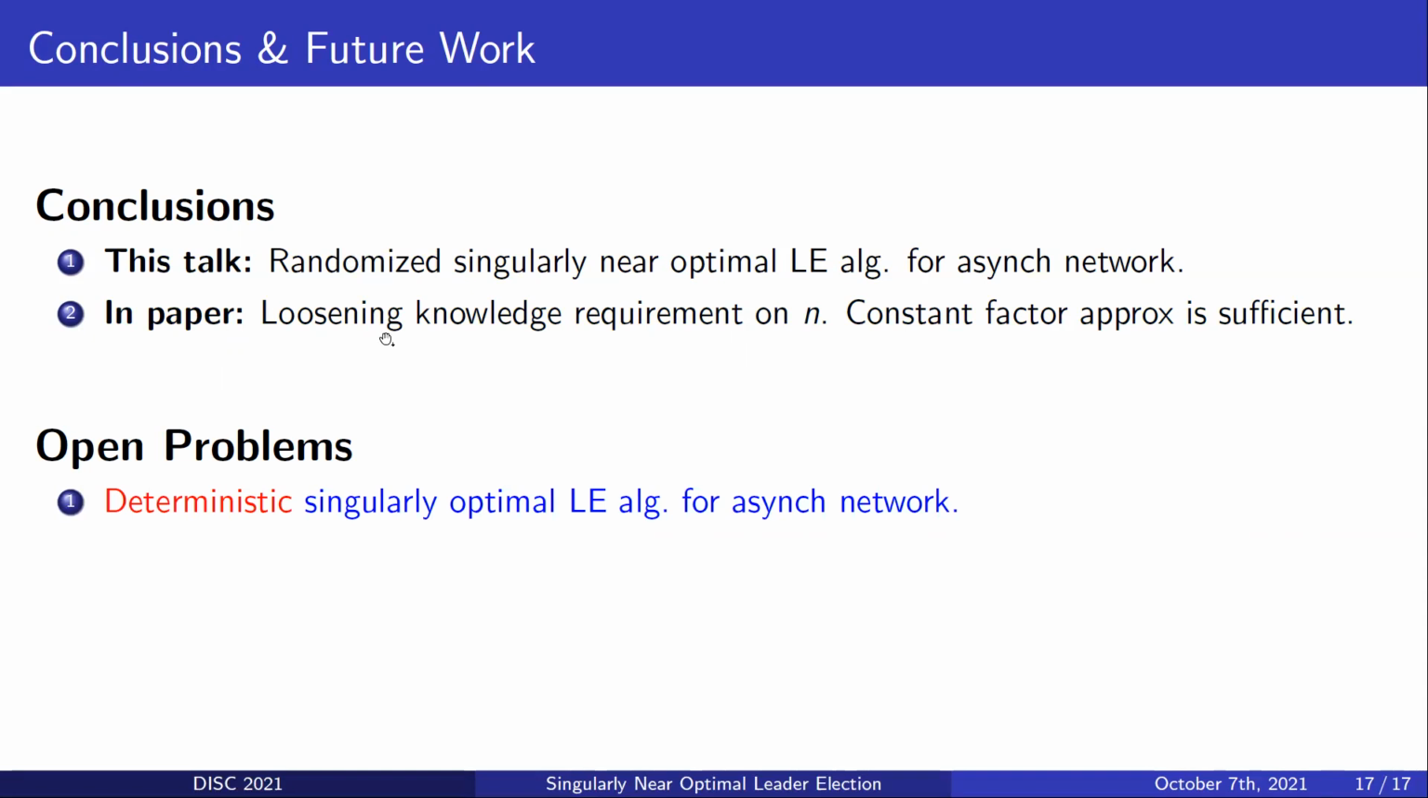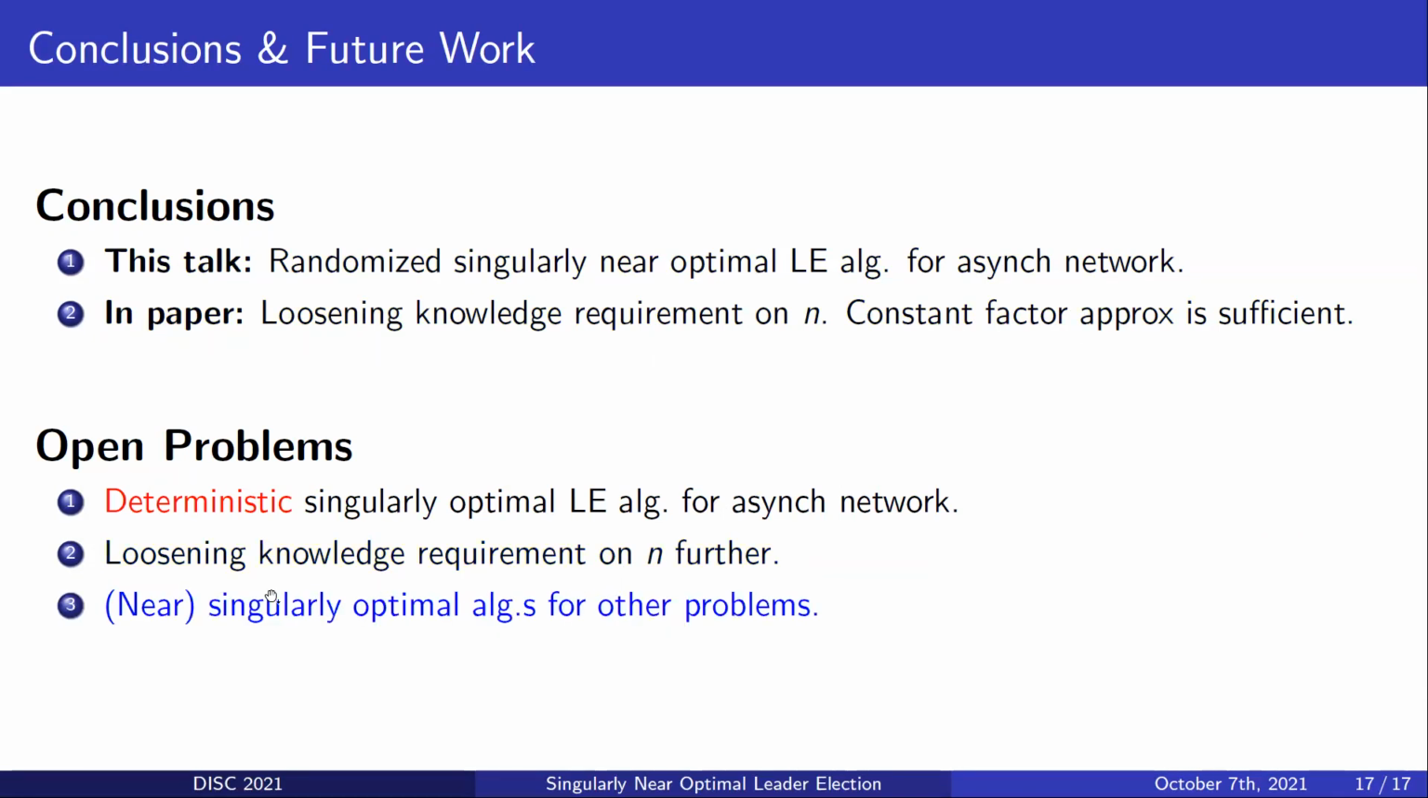The open problems. Our algorithm was randomized. But can you do it deterministically? Next, we have a loosening up to constant factor approximation on n, but can you still solve this problem if you only know a polynomial approximation on n, or in fact, if you don't even know n? Finally, can we get near singularly optimal algorithms for other problems?